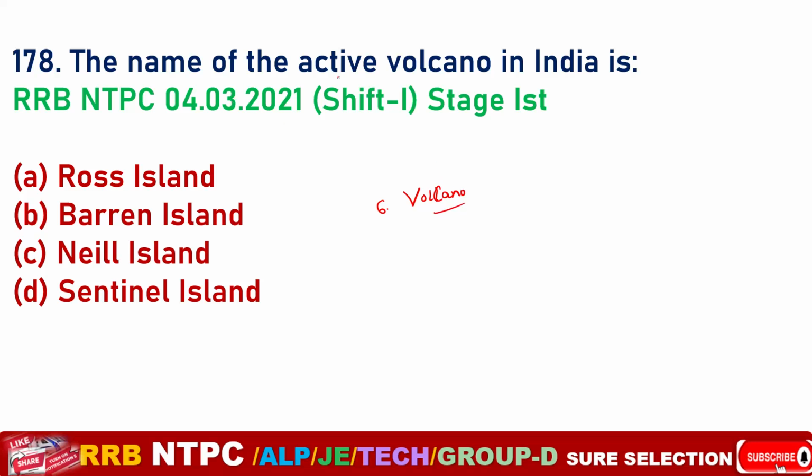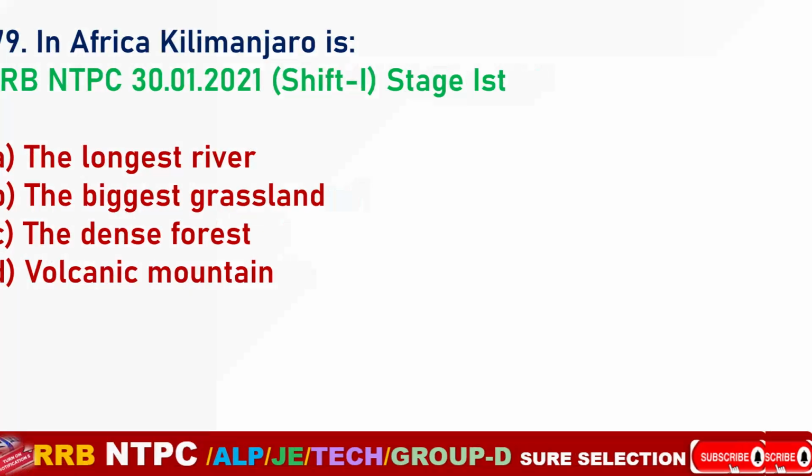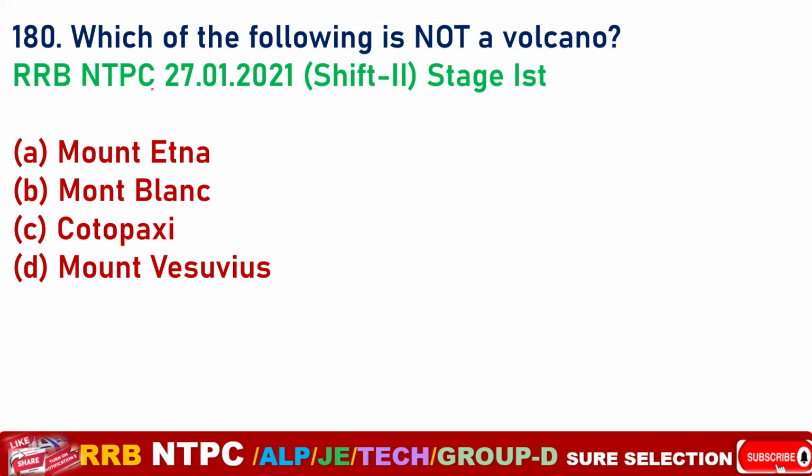Next, the name of the active volcano in India is Barren Island. In Africa, Kilimanjaro is a volcanic mountain. Which of the following is not a volcano? Not a volcano. Mont Blanc is not a volcano. Mount Etna is a volcano. Cotopaxi is a volcano. Mount Vesuvius is a volcano.